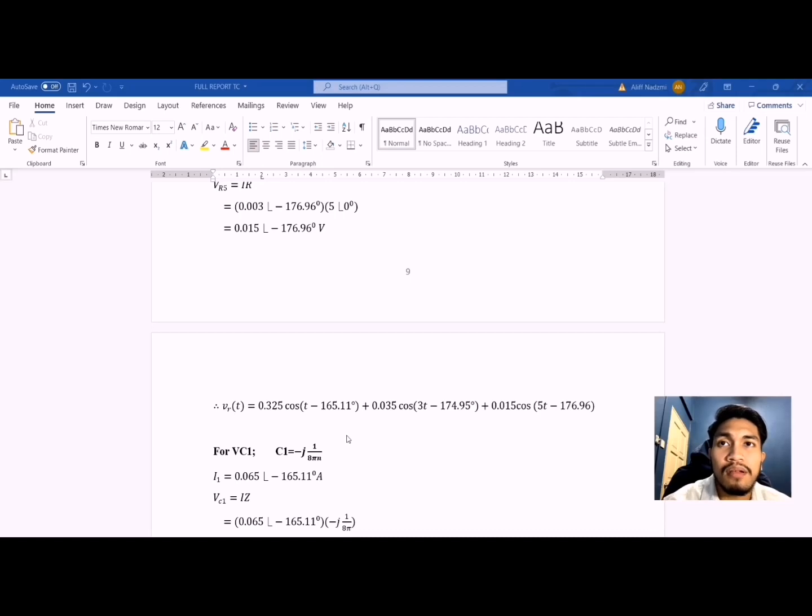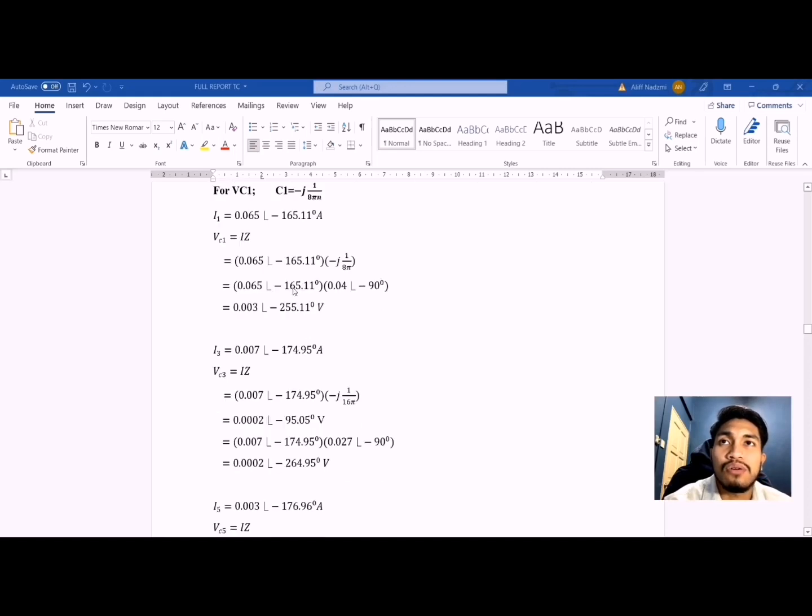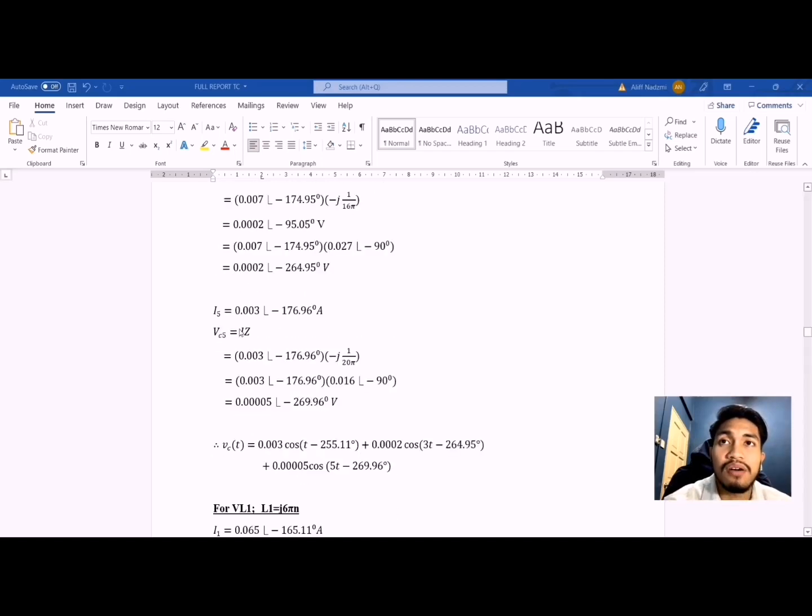So here is the Fourier series for the VR(t). For the next component, the capacitor C, we also use the same method, which is Ohm's law. We will have VC1 equal to 0.003 angle of negative 255.11 degrees volt, and for VC3 we have 0.002 angle of negative 264.95 degrees volt, and for the VC5 we have 0.00005 angle of negative 269.96 degrees volt. And here is the Fourier series for the VC(t).